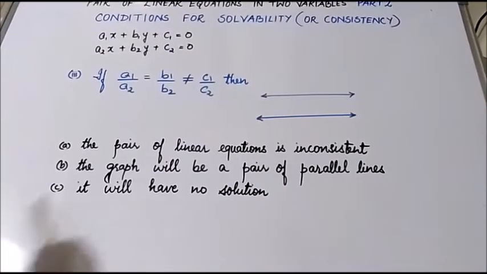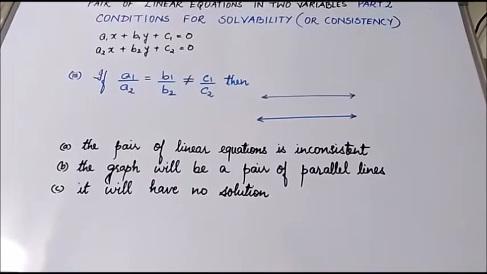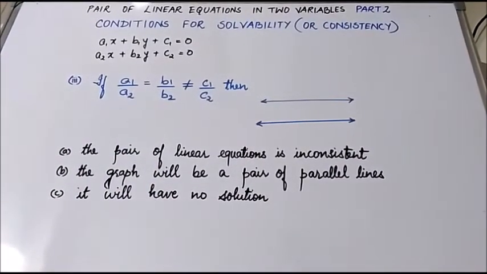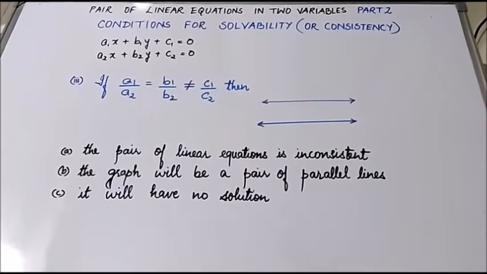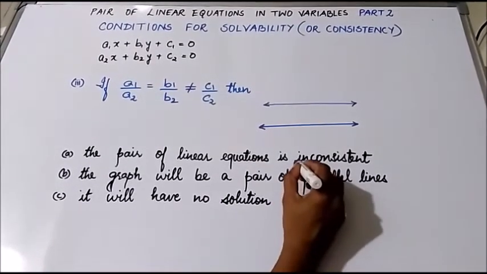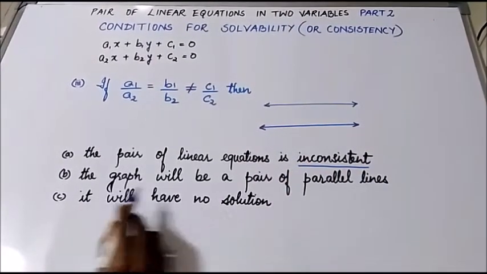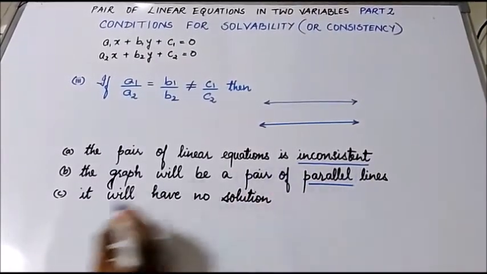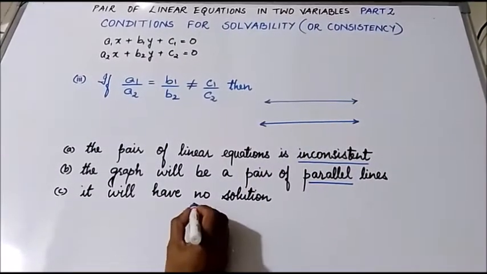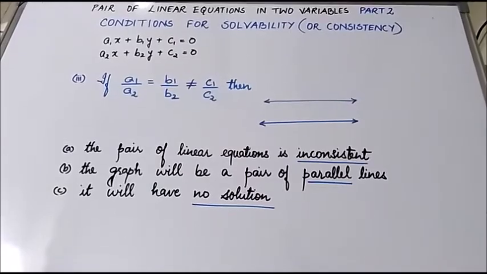Thus in the third case we see if a1 by a2 is equal to b1 by b2 which is not equal to c1 by c2, then the pair of linear equations is inconsistent as it has no solution. The graph will be a pair of parallel lines, and parallel lines have no point in common, therefore no solution.